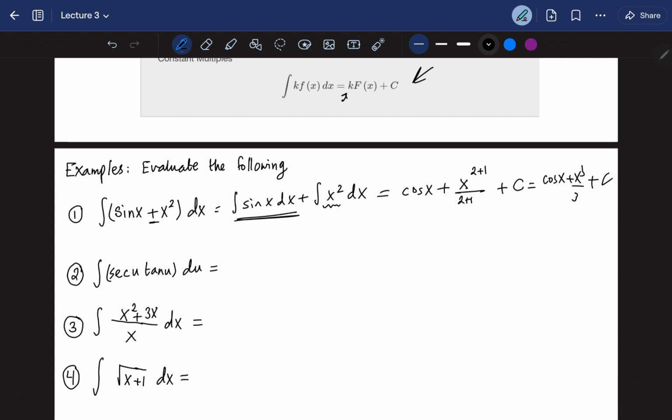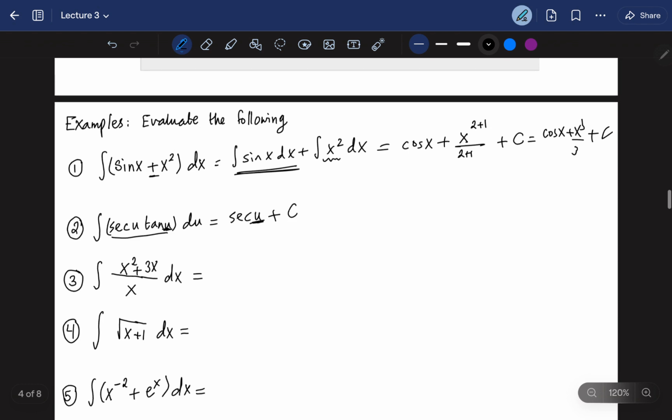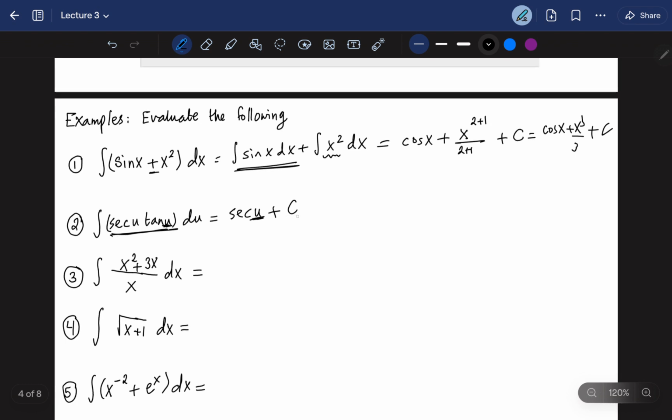So this is just cosine plus x cubed over 3 plus c. Now the integral of secant squared is just secant cubed plus c. And we always integrate in the same variable. So if you start with a function in terms of u, you should get an answer in terms of u in the end.